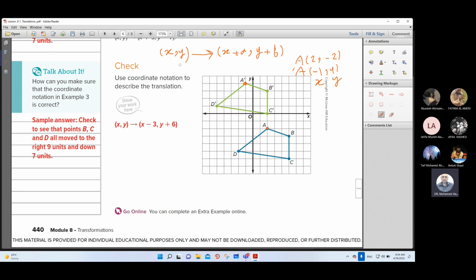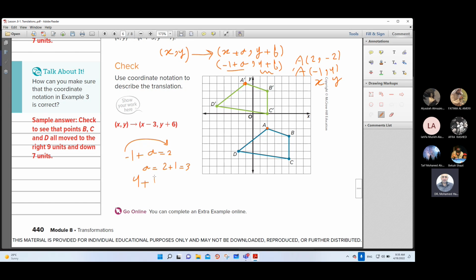So we can use this rule. Here the value of x will be negative 1 plus a, and here the value of y will be 4 plus b. Then we want to find the value of a and the value of b. So we can compare with the pre-image. Negative 1 plus a equals 2. So we can solve this equation. Take minus 1 to the second side. So a will be 2 plus 1 equals 3. And the second equation, 4 plus b equals negative 2.